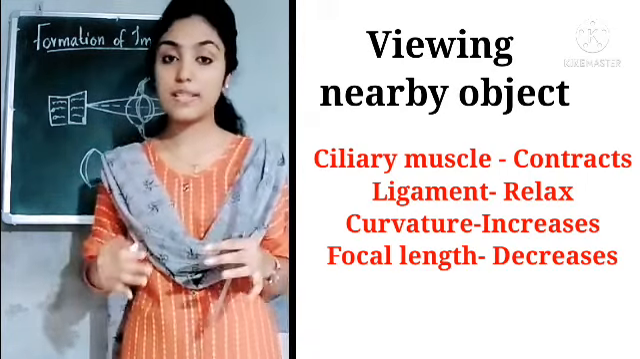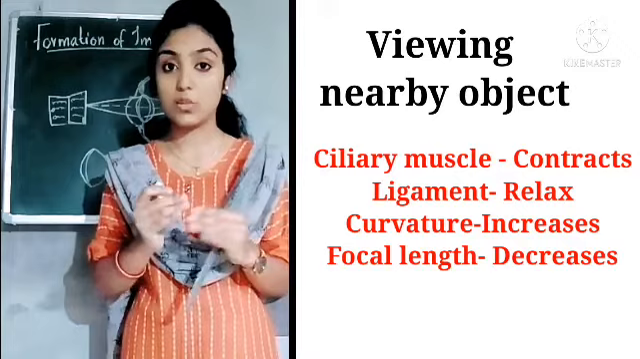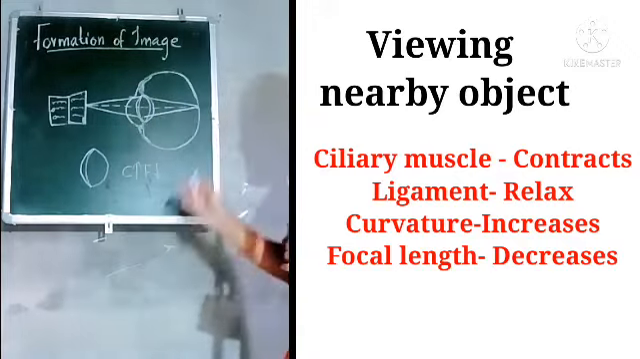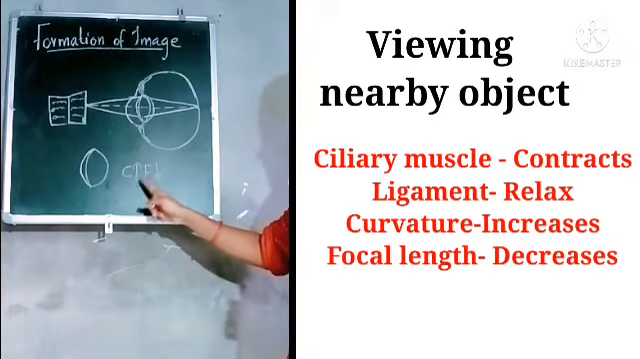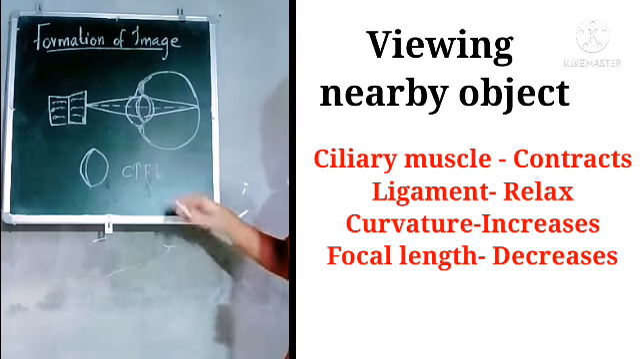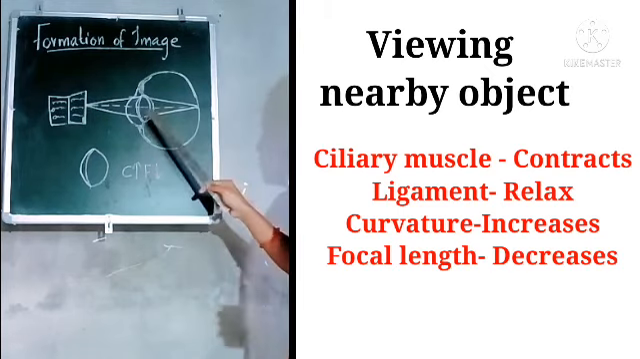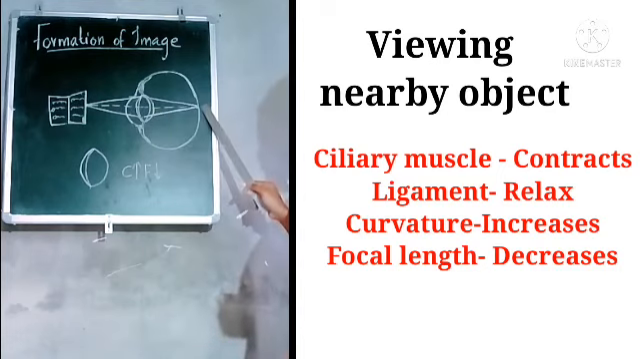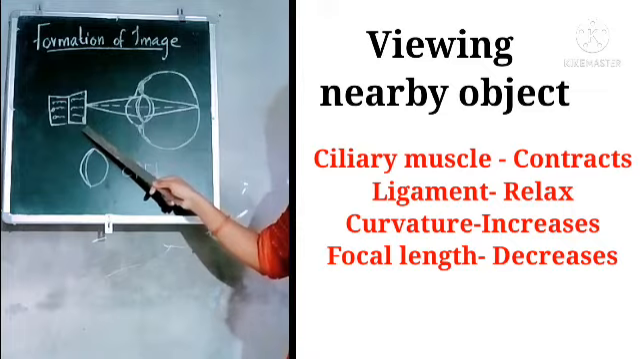When the ciliary muscles contract and the ligaments relax, you can see the curvature of the lens increases and as a result, the focal length decreases. So the focal length needs to be decreased for getting a clear image of the nearby object on the retina.